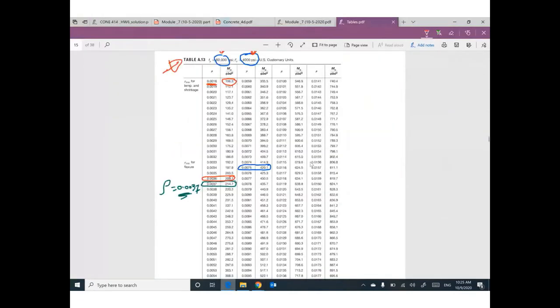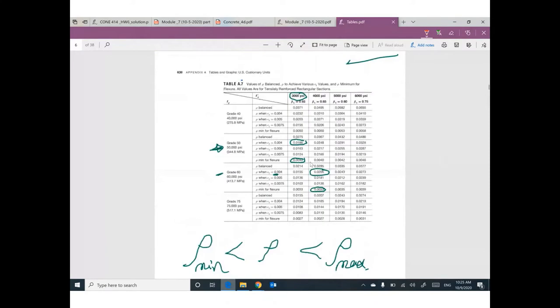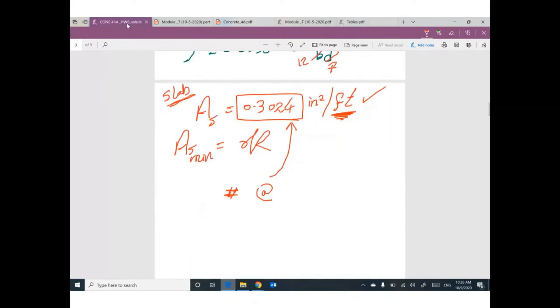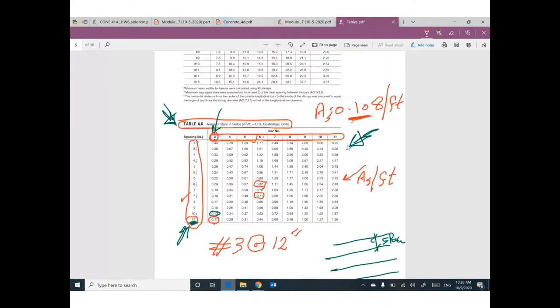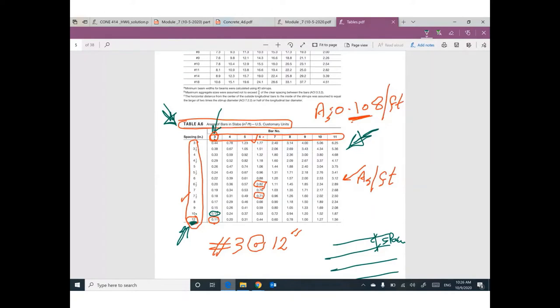If you go back, not this one, yes, this one. This one is to figure out the size and spacing for slabs. What is your value? 0.3024. Actually, you have many options. Let's start. 0.30, I think this one can work. So if you select this option, that means bar number 4 every 7.5 inch. That's right.